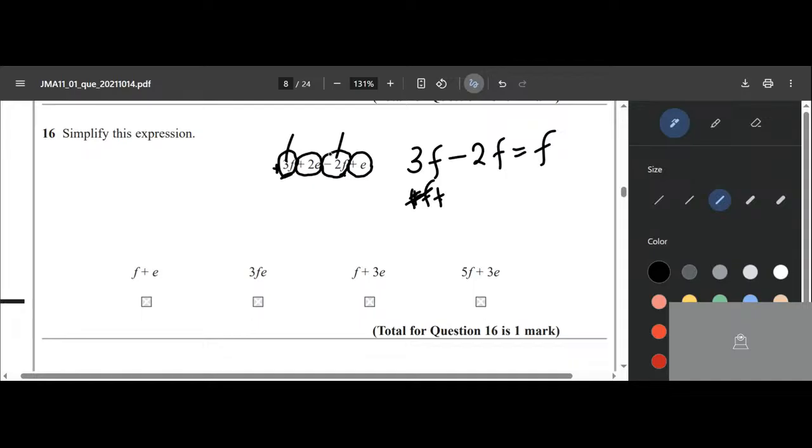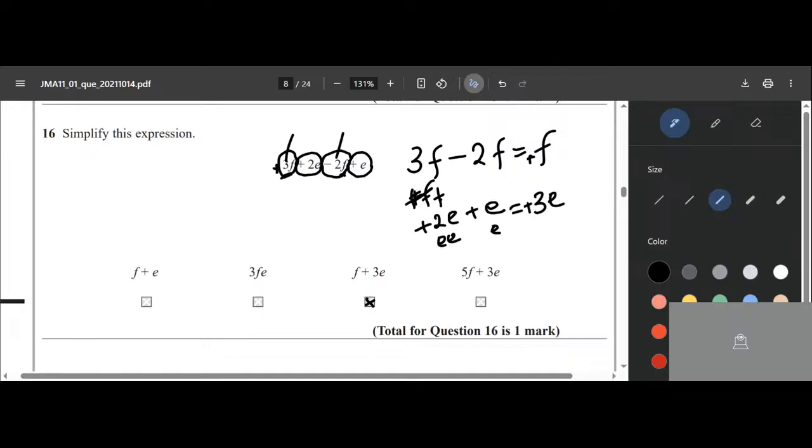Then let us look at the next one. We have positive 2FE plus E. So I have 2 E's and I've added another E. I have now 3E in total. So what will be my answer? It is F and 3E. Remember we said that if nothing is here, it is positive. That's how we identify expressions of algebra.